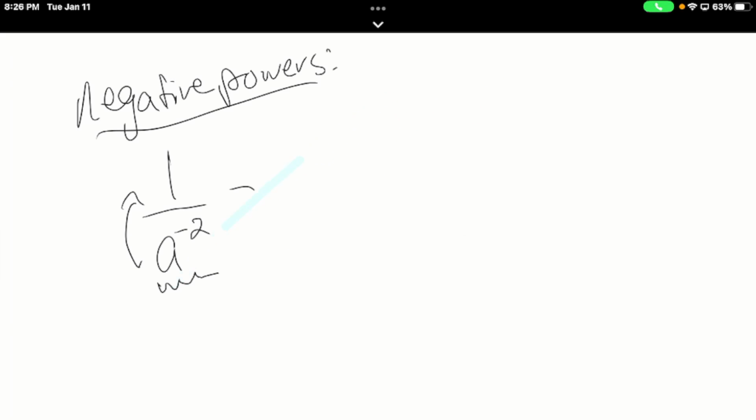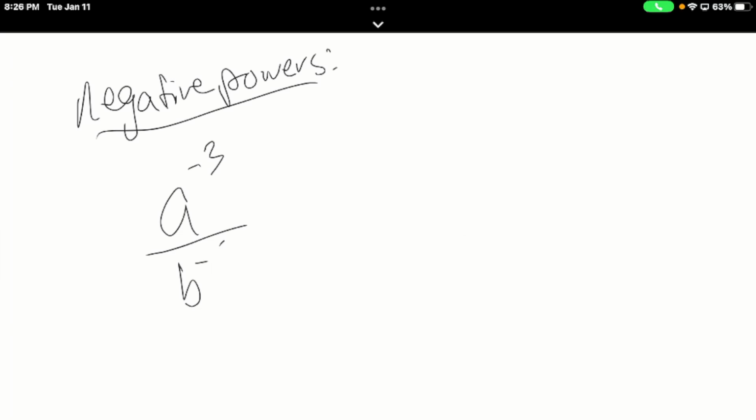More complicated example real quick, because we might see it on our assessment. Let's say I have something like a to the negative third over b to the negative second. Both of these are negative on the top and bottom, so I'm going to swap the places of both of them. Instead of a being on the top, it's going to be on the bottom now, and I'm going to change its power to positive. Same thing with b. Instead of it being on the bottom, it's going to be on the top now with a positive power. So that is how we deal with negative exponents.